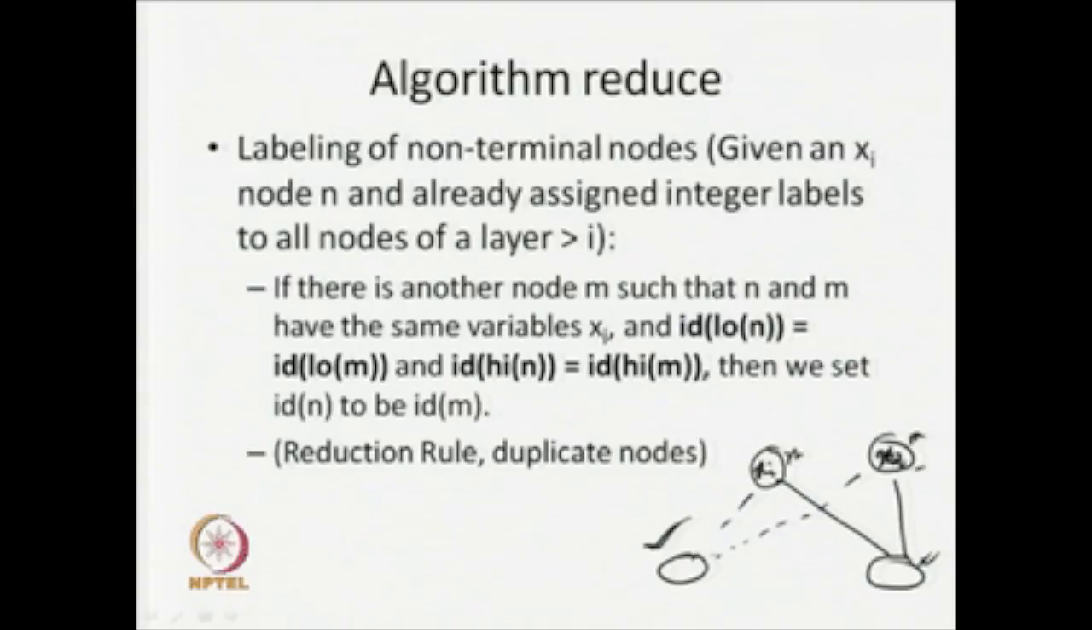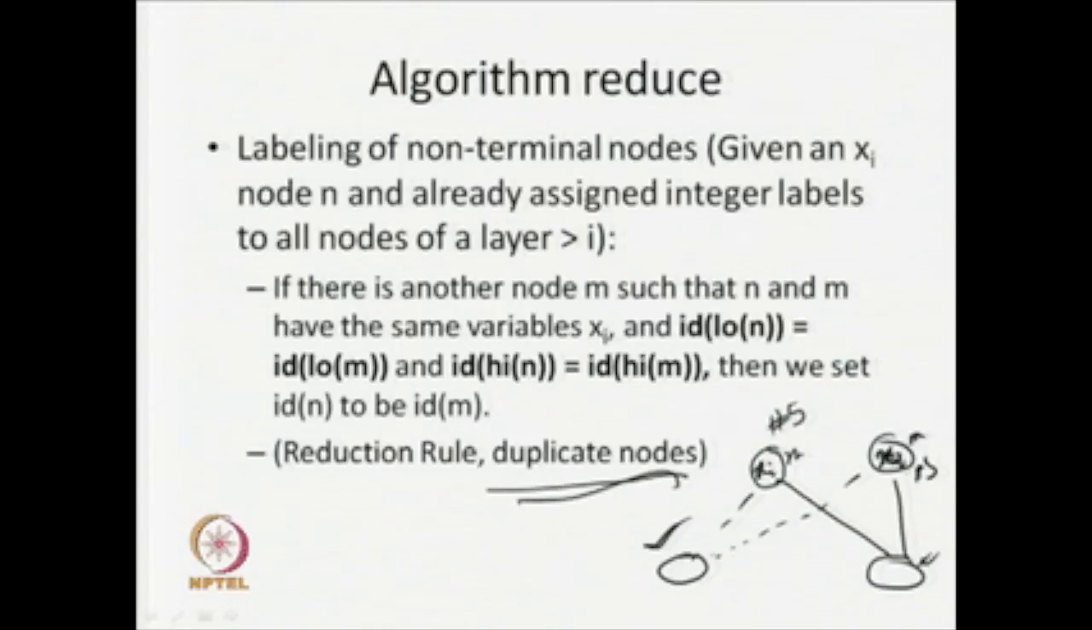So, if I already have the ID of this particular node, say m equal to 5, then I am going to assign the same label to this particular node also, and it is 5. If you see these things, later on we are going to merge them together. That basically corresponds to the rule of removal of duplicate nodes.